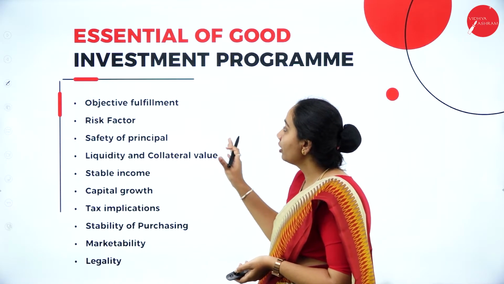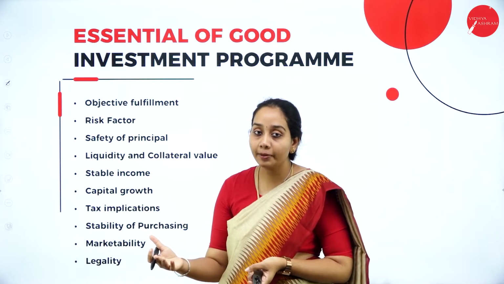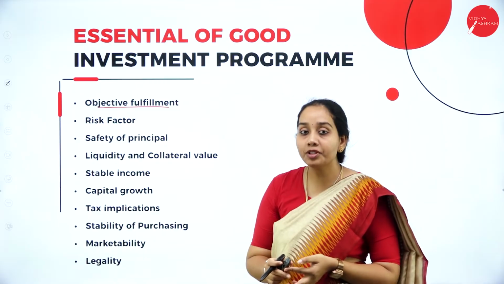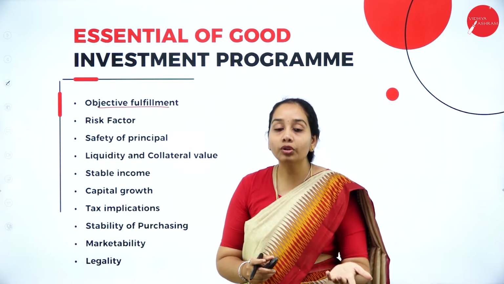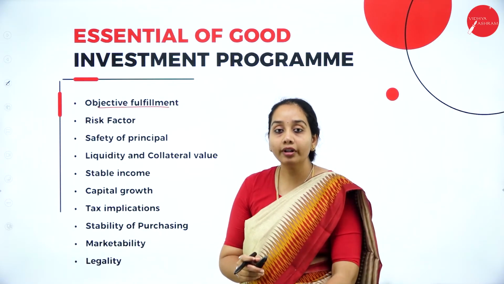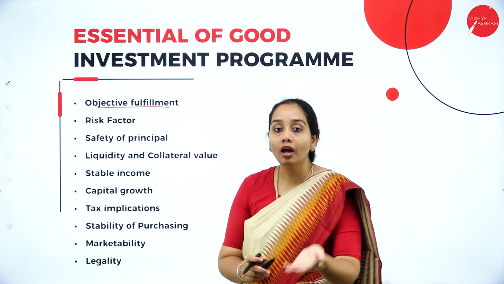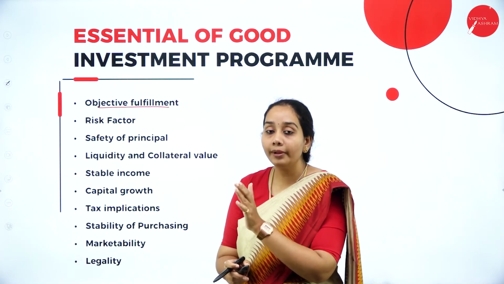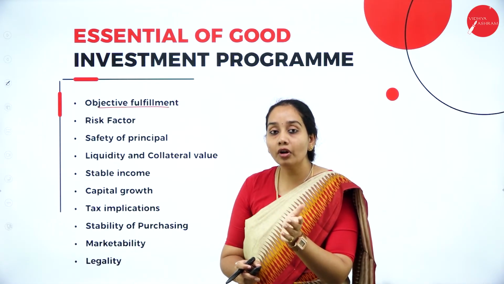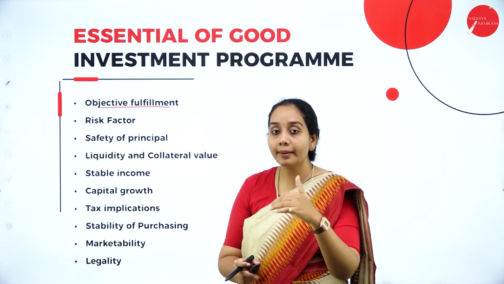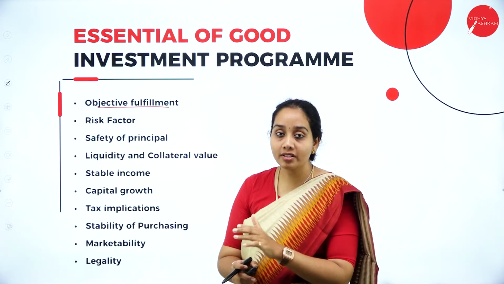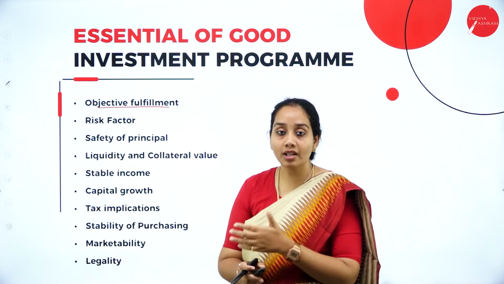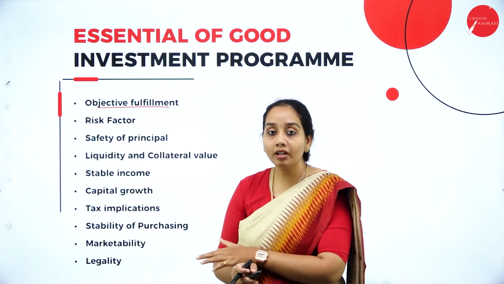Next we'll move on to the essentials for a good investment plan. First is objective fulfillment. The basic objective of investment is what? To have higher returns. Say, for example, you are going to invest 1 lakh rupees for a period of 5 years. Now you are going to get higher returns compared to the 1 lakh you invested. Maybe you are going to get 5 to 6 lakhs or 6 to 7 lakhs over the coming 5 years.